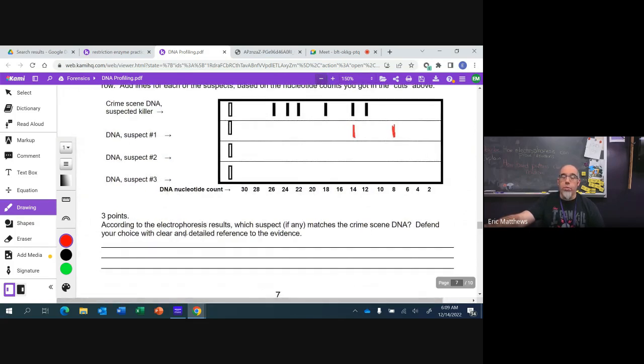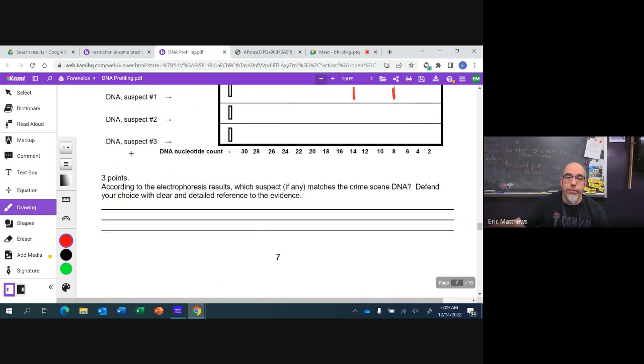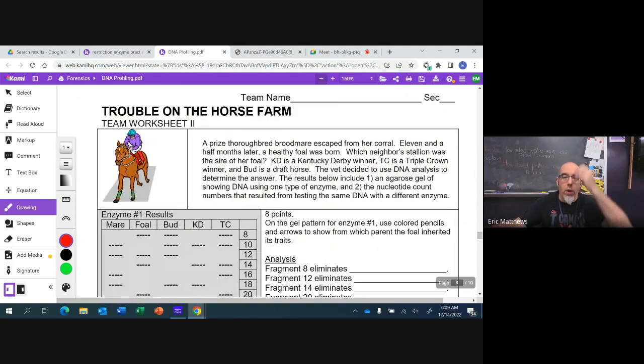Identify who the most likely suspected killer is and explain why. Don't just say it's suspect 2. Say it's suspect 2 because they share 28, 20, and 16. Right? Something like that.